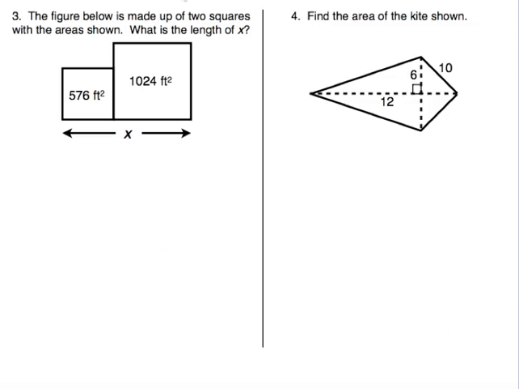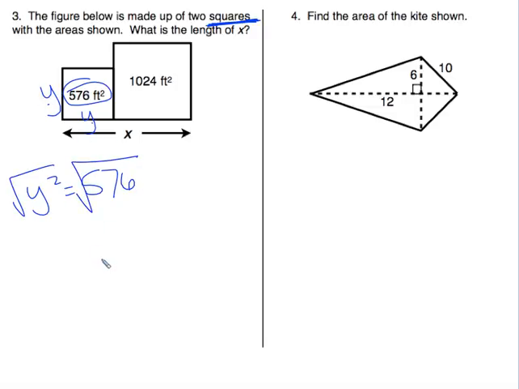Okay. The figure below is made up of 2 squares. A square by definition has 2 equal sides, or all 4, but the 2 that you're using for length and width are equal. So whatever this is, since the whole thing's called X, I'm going to call this Y. If that's y, this is also y. If this is the area, that means y times y, or y squared, equals 576. So to get what each of these sides are, you just take the square root. Square root of 576, I believe, is 24.